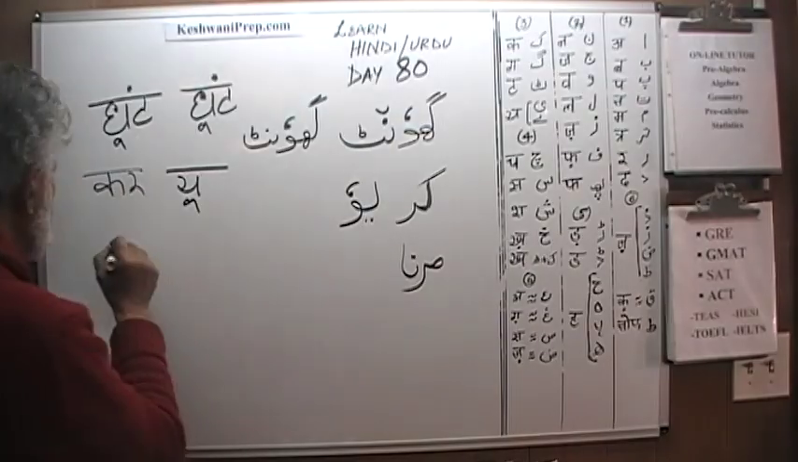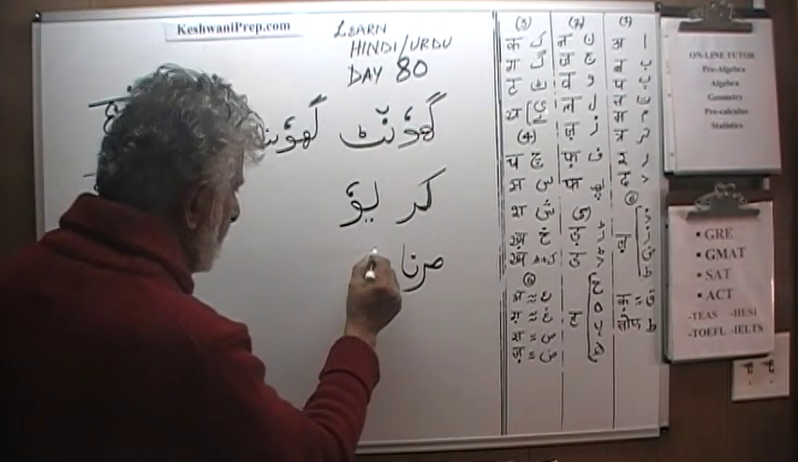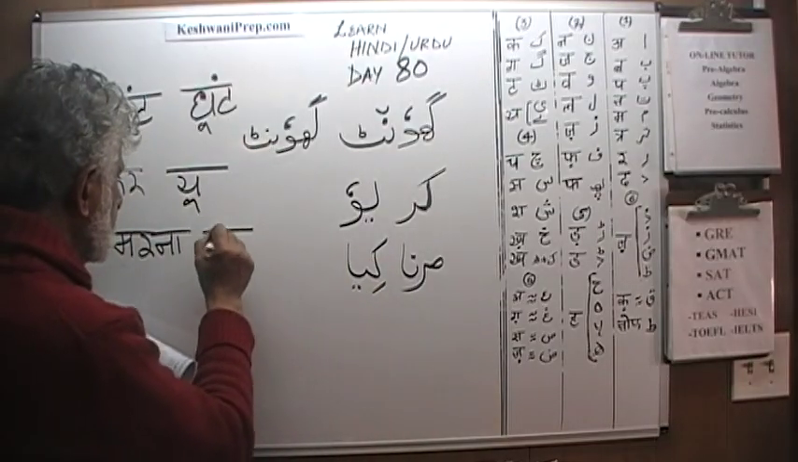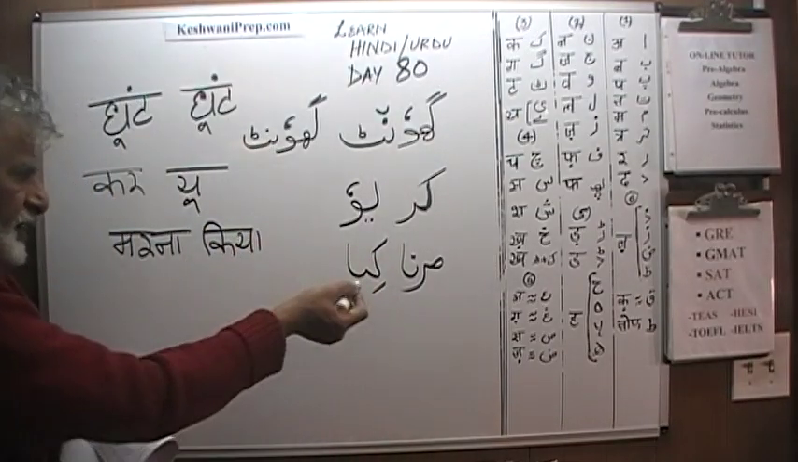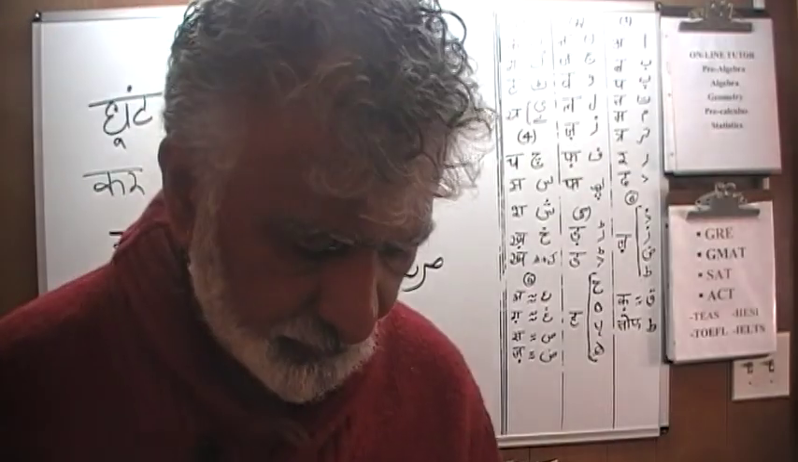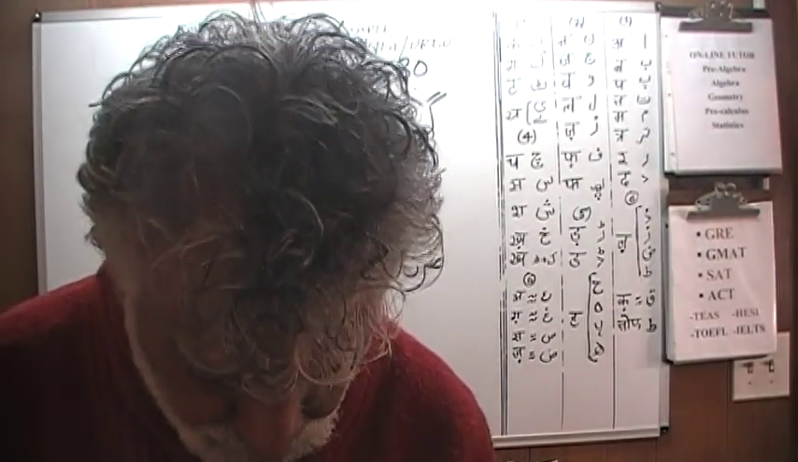मरना क्या. We have done these words before, so that's why I'm not taking my time to explain it. We have done it before many times in this song. Goont kar you marna kya. Goont kar you marna kya.